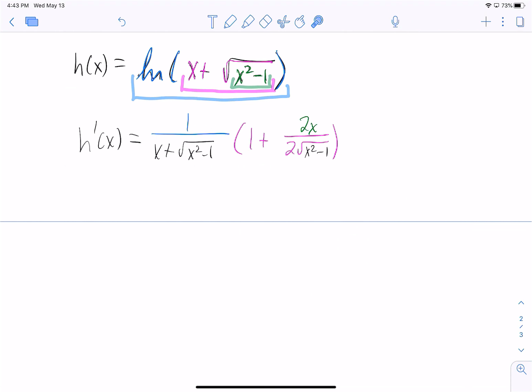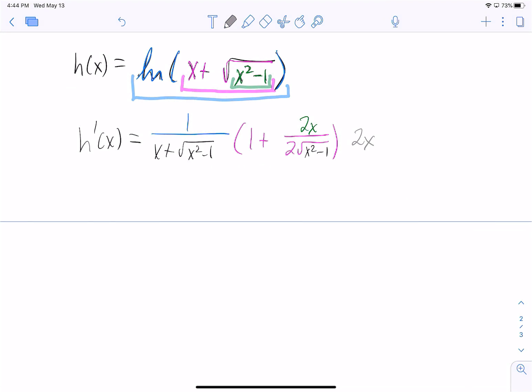The derivative of the argument of the log is going to be 1 for the derivative of x. And then for the derivative of the square root, we have 1 over 2 times the square root. The derivative of the inside of the square root, the radicand, since it is x squared minus 1, is 2x. Oftentimes at this point, folks will ask me, why isn't the 2x outside the pink parentheses?